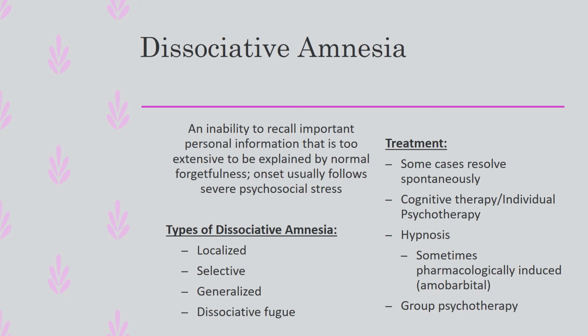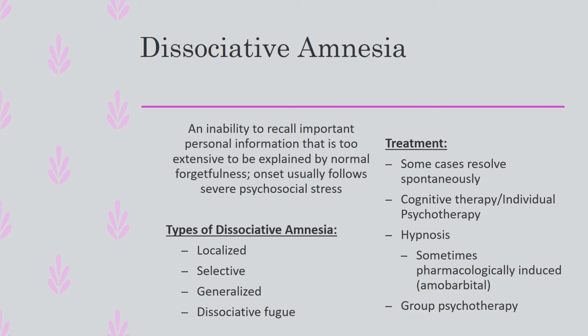Now, see here on this slide, I have listed different types of dissociative amnesia, and it is very, very important for you guys to know these different types. So here you have localized, selective, generalized, and dissociative fugue. I'm going to go through each one of these with you so that you have an adequate understanding. Let's start with generalized because it's actually the easiest one to grasp.